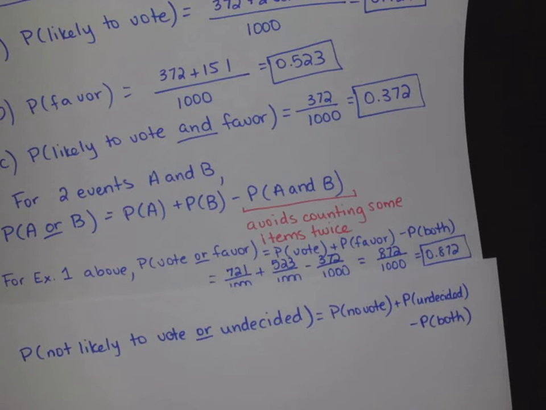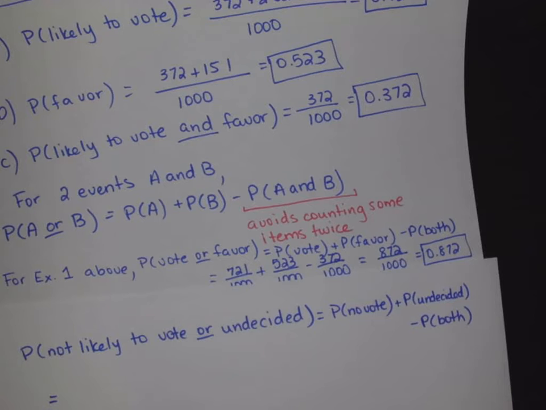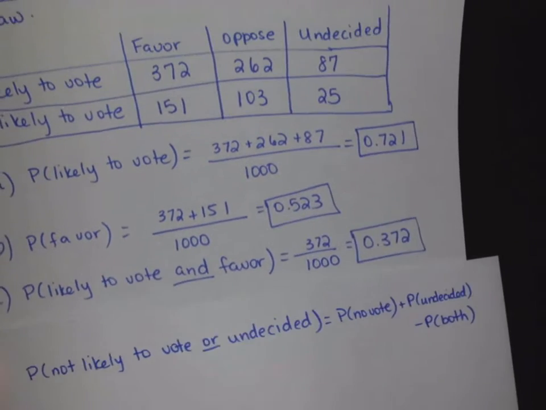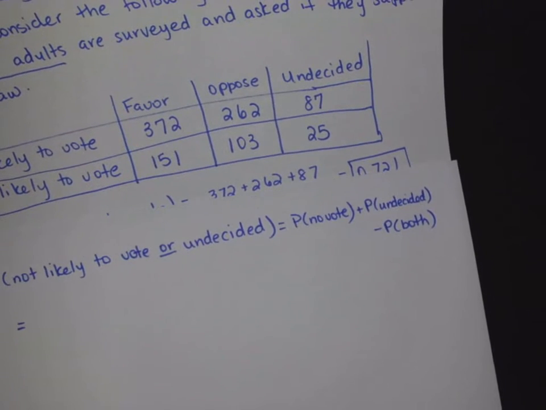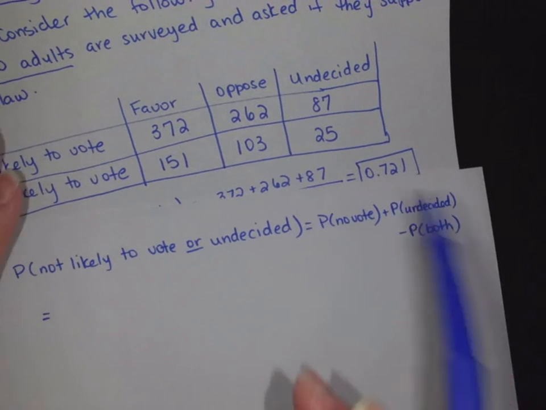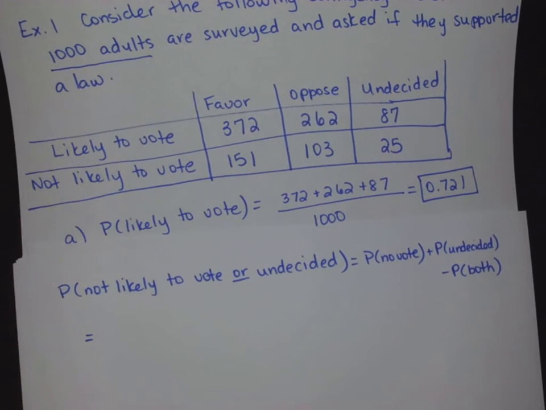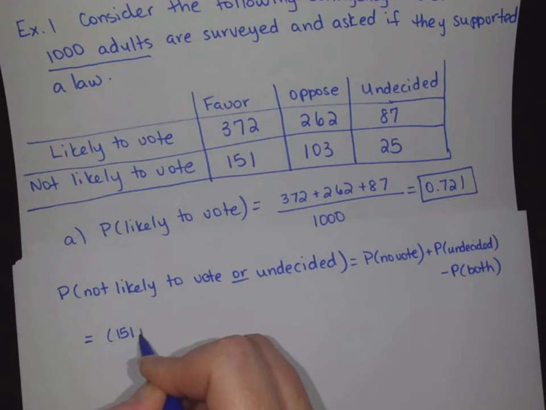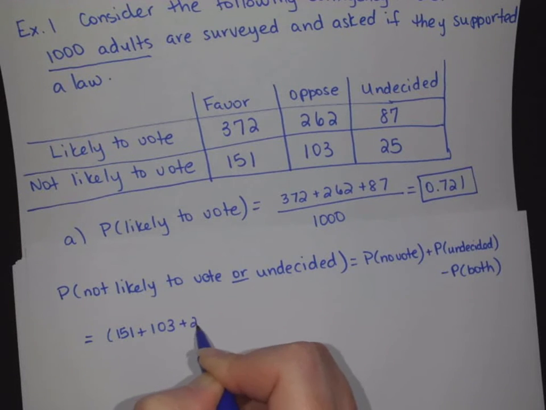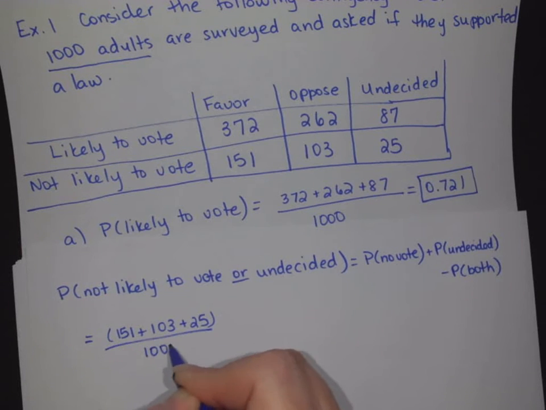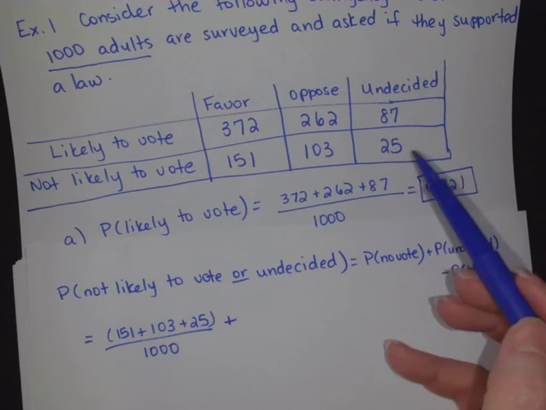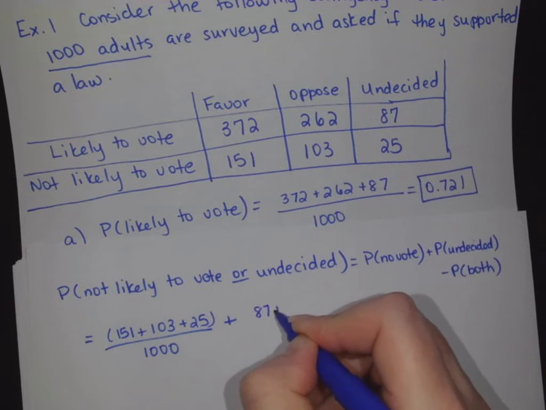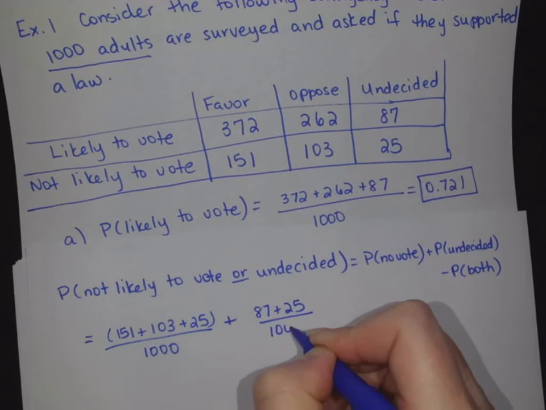So let's figure out what that is, and I'm going to do this all at once. I'm going to slide this paper up. The probability that they are not likely to vote would be this whole row here. So the probability that they're not likely to vote would be 151 plus 103 plus 25 out of 1,000. This is just the probability that they are not likely to vote. And then we need to add that to the probability that they're undecided. Notice that's this vertical column. So that's 87 plus 25 more.